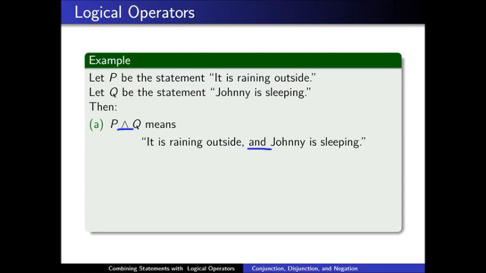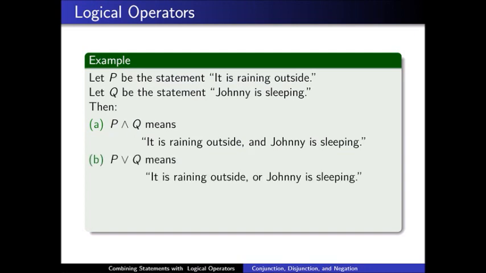Notice here that the conjunction symbol is replaced by the word and when we write it out in words. And then the general statement P is replaced by the specific statement, it is raining outside. And similarly for Q. In the next part of the example, let's consider the disjunction of P and Q. In words, this is read as, it is raining outside, or Johnny is sleeping. And then in example C, not P means it is not raining outside.